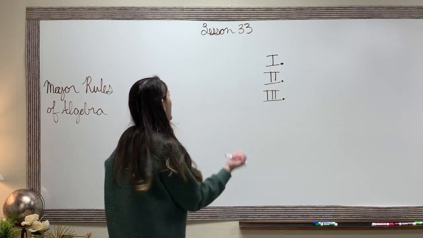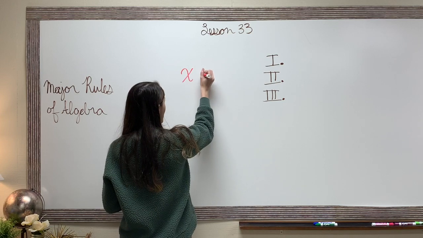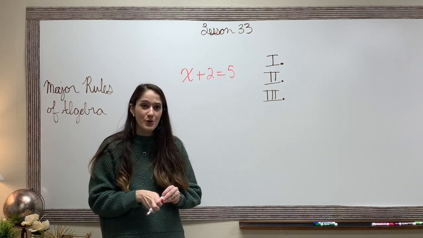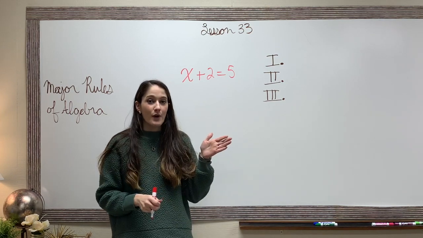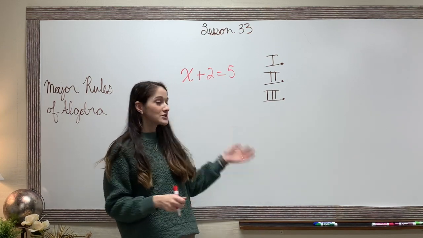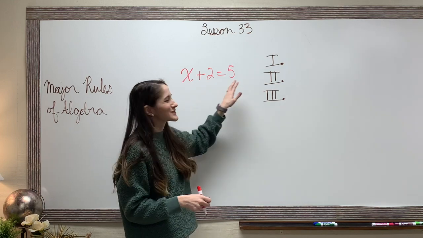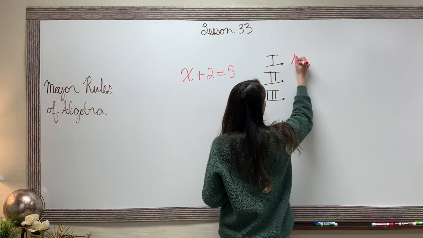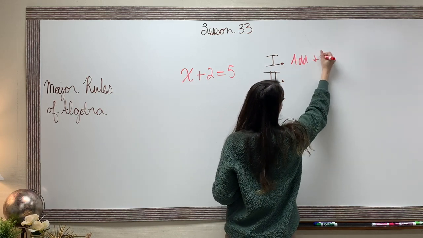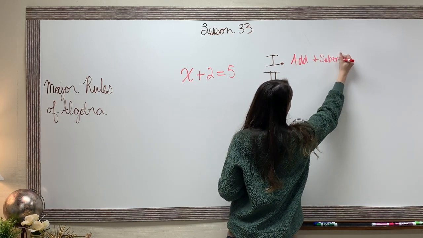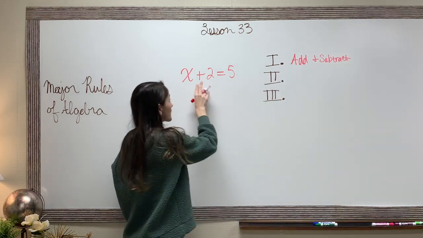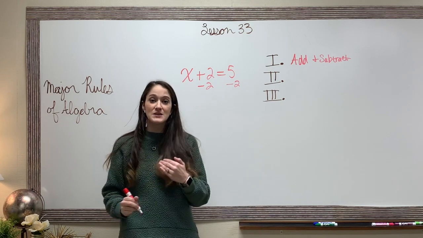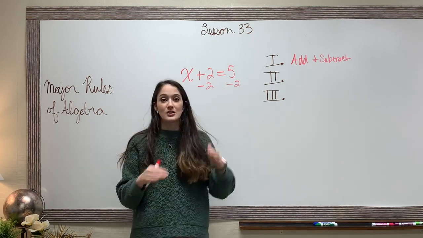So let's say we had the equation x plus 2 equals 5. We can remember with our first rule, I can add or subtract to an algebraic expression as long as I do it to the other side of the equal sign as well. So the first one deals with adding and subtracting. If I'm trying to get x by itself, I can by subtracting 2, but I have to do it to both sides of my equal sign to keep this balanced.